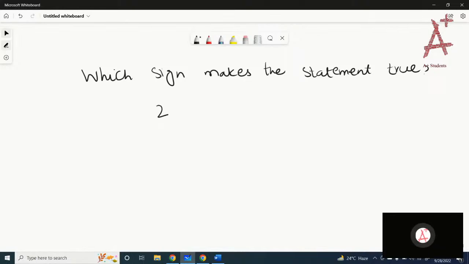So, which sign makes the statement true? Greater, less, or equal? Very good. The greater one is the positive number, 2 is greater than 0. Got it?